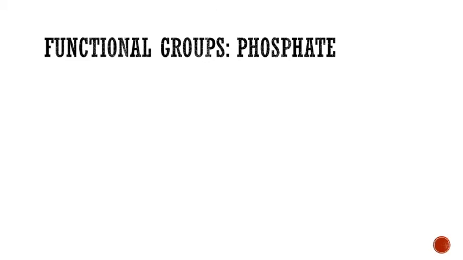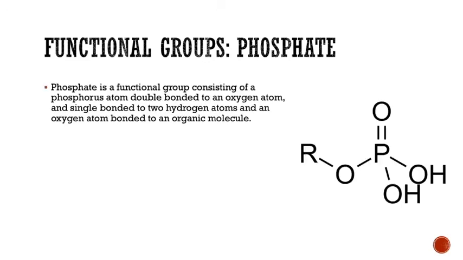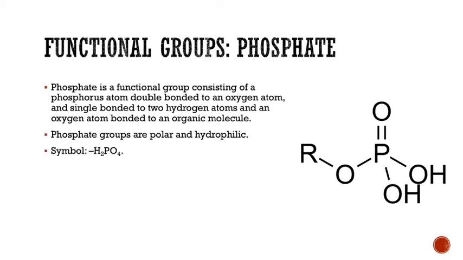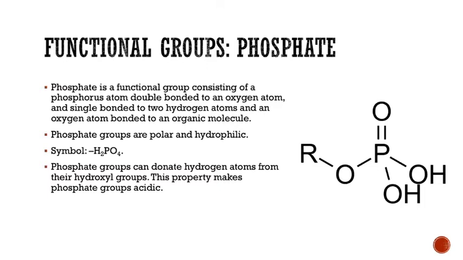The final group that we're going to discuss is phosphate groups. This is a functional group consisting of a phosphorus atom with a double bond to an oxygen atom and single bonded to 2 different hydroxyl groups, as well as an oxygen, which is then bound to an organic molecule. So phosphate groups are polar and hydrophilic, and the symbol is H2PO4. A phosphate group can donate the hydrogen atoms from either of these hydroxyl groups or both. Since they are hydrogen donors, they are considered acids.